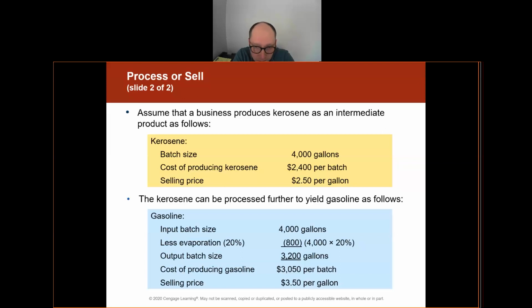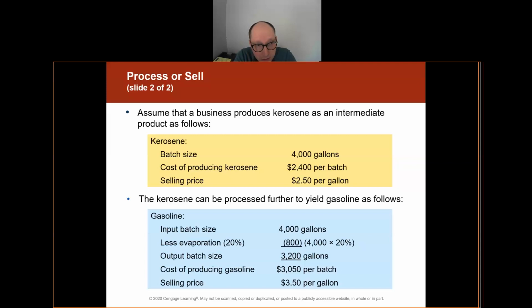Batch size 4,000 gallons. The cost of producing the kerosene is $2,400 per batch. Obviously, a batch is 4,000 gallons. That gives me a selling price of $2.50. How did we get there? We got our batch size divided by our cost per batch, $2.50 per gallon. Okay? So we got $2.50 a gallon for kerosene.